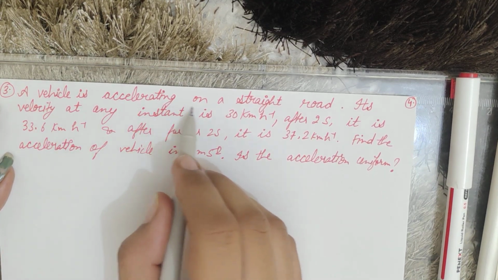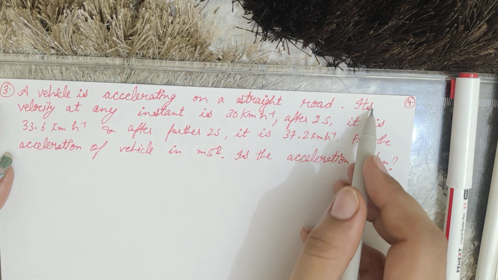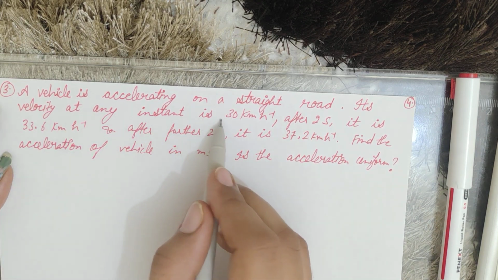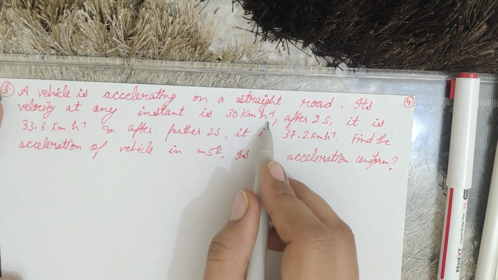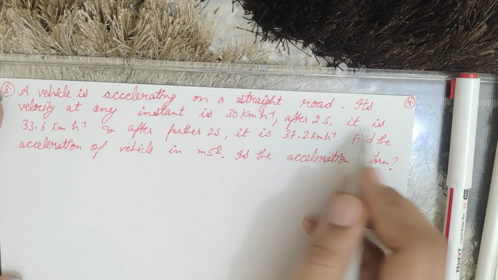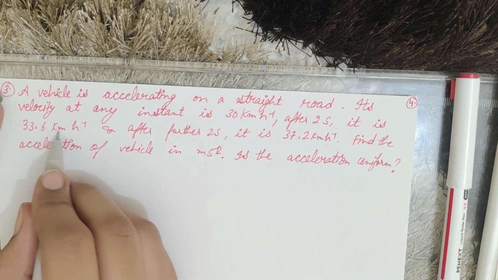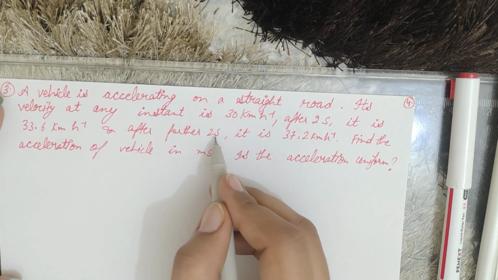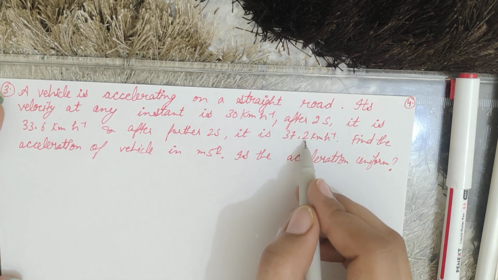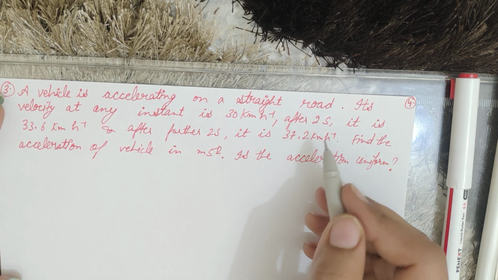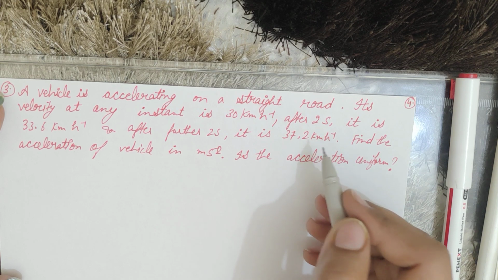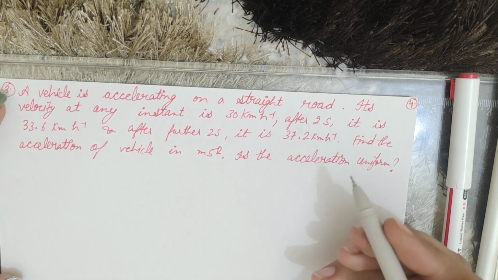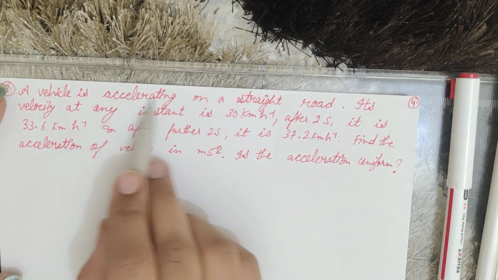A vehicle is accelerating on a straight road. Its velocity at any instant is 30 km per hour. After 2 seconds, it is 33.6 km per hour, meaning velocity increased. And after another 2 seconds, it is 37.2 km per hour. Again velocity increased, which means the motion is accelerated motion, because the velocity is changing, and change in velocity is known as accelerated motion.